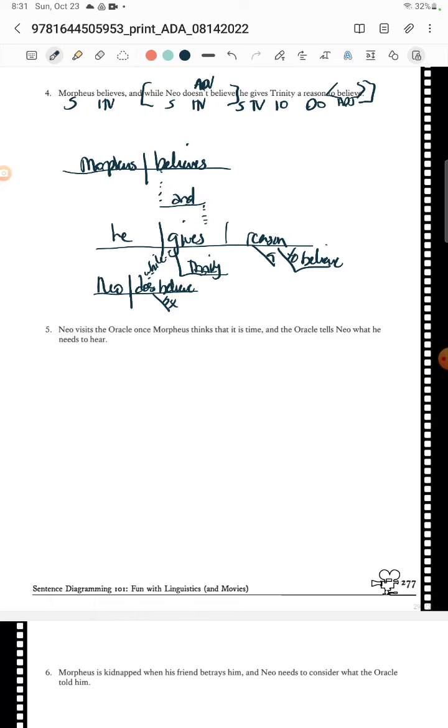Okay. Neo visits the oracle, part 1. Once, subordinating conjunction, Morpheus thinks. And what does Morpheus think? Oh, that it is time. So we got a little dependent clause action happening here. It is time. And the oracle tells, she tells it to him, but she tells him what he needs to hear. So he needs, and then what does he need? He needs to hear. So that's my direct object.